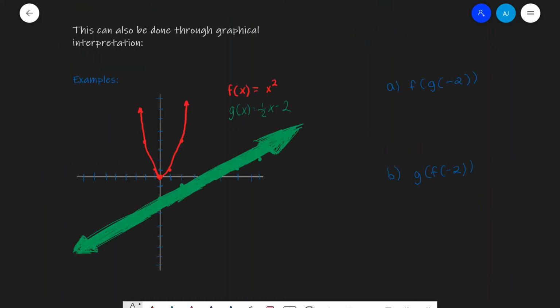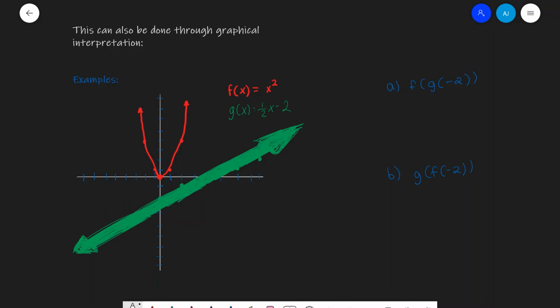Although we have only seen this used for straightforward problems, we can also use composition of functions through graphs. We'll look through a couple of examples using this. Looking at the graph, the red function is f of x, which equals x squared, while the green function is g of x, which equals 1/2 of x minus 2. Using this, question 1 asks us to find f of g of negative 2.